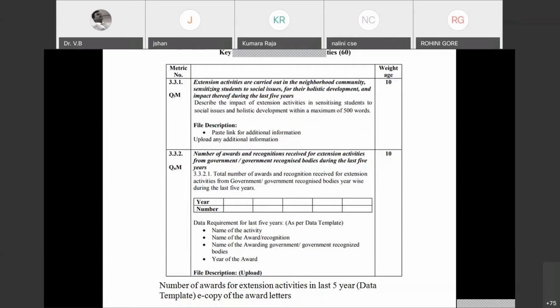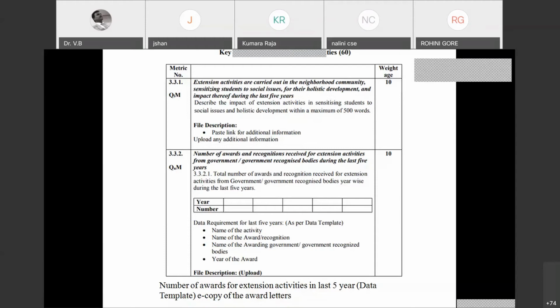And most of the time the award will be given along with the recognition certificate. You need to upload the e-copy of the award, or in case there is no certificate given, only a shield or something like that is presented, then a photograph of the shield, and along with that a copy of the invitation letter or the letter which says that the award has been bestowed on you.